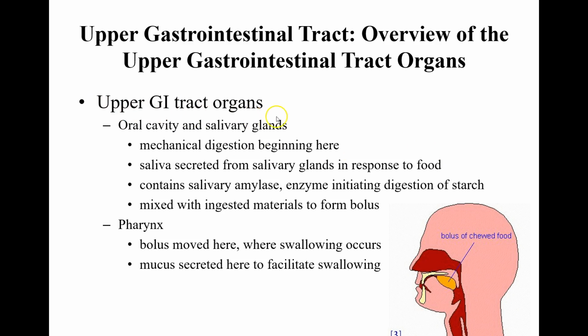So we're going to go over the upper GI tract in this first lecture. We're going to start at the oral cavity, and then we're going to go through to the stomach. The oral cavity is that mouth, and within that mouth we have the tongue, and we have salivary glands, and we have teeth. So we're going to look at all of those.